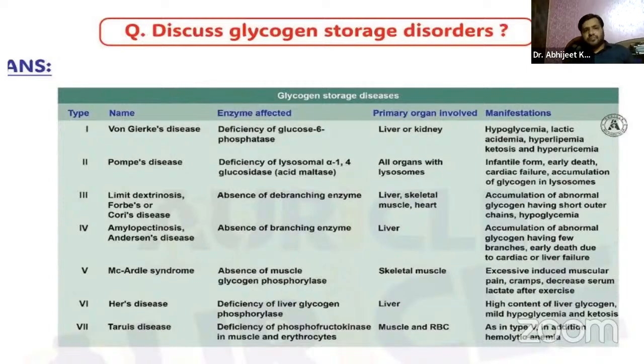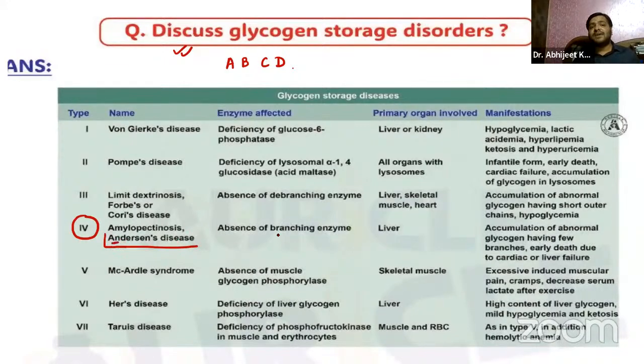Now, glycogen storage disorders, guys. Very, very important. A short note question. How to remember, guys? I want to tell you one mnemonic: A, B, C, D. Now, guys, come on to the fourth one, type 4 glycogen storage disorder. It is Anderson's disease.